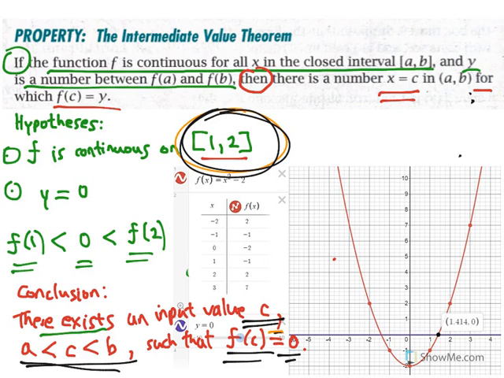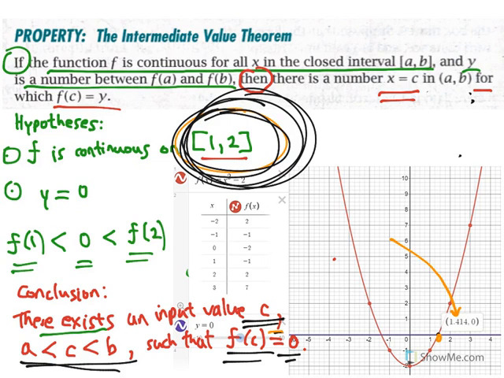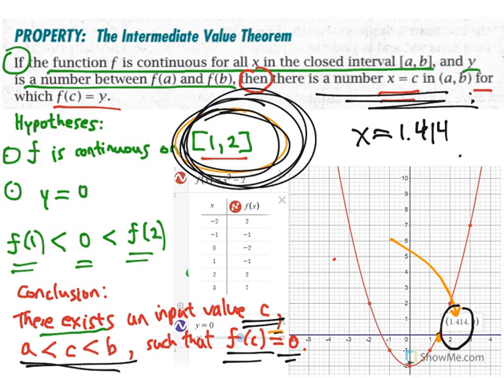And you can see here that I've found that particular value at which the function will be 0 by using Desmos. I graphed the horizontal line y is equal to 0 and found the coordinates of the point of intersection between y is equal to 0 and the graph of f. And the input value between 1 and 2 at which the function will have a 0, as guaranteed by the intermediate value theorem, is about 1.414. x is approximately 1.414. Can you find this algebraically? Yes.